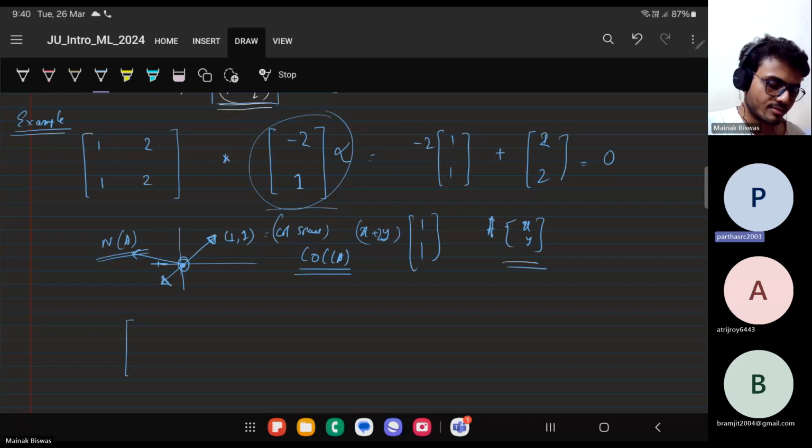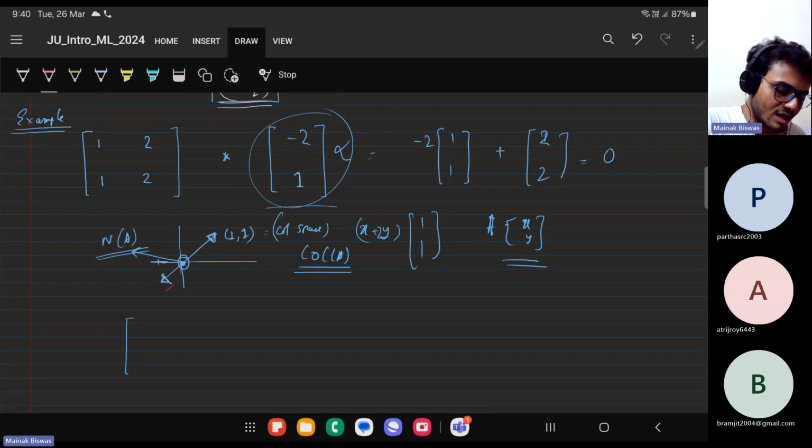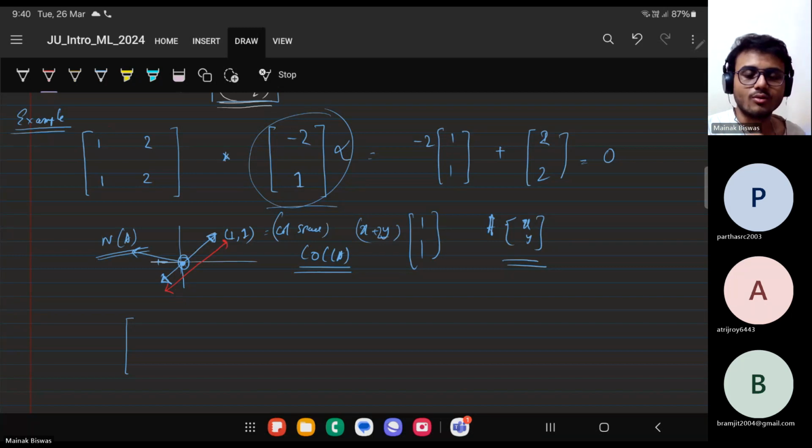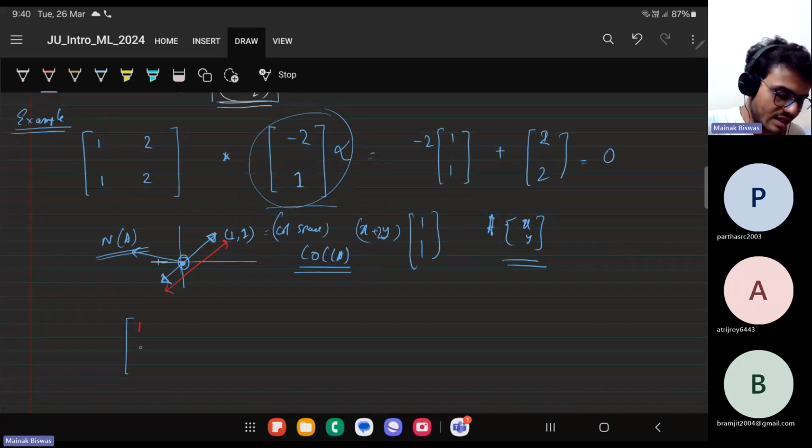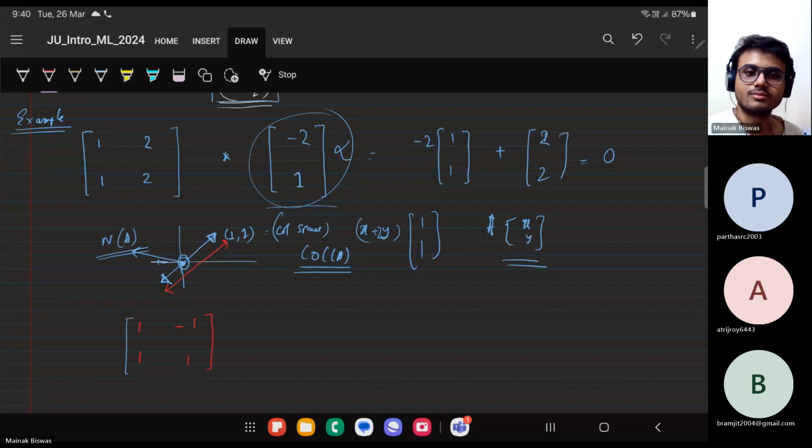Yes, if the null space would have gone the other way around, there would have been an intersection point between the null space and the column space. So the null space should have been 1, 1, right? Yes. So let's take an example. Done. For this matrix, they can have common elements.